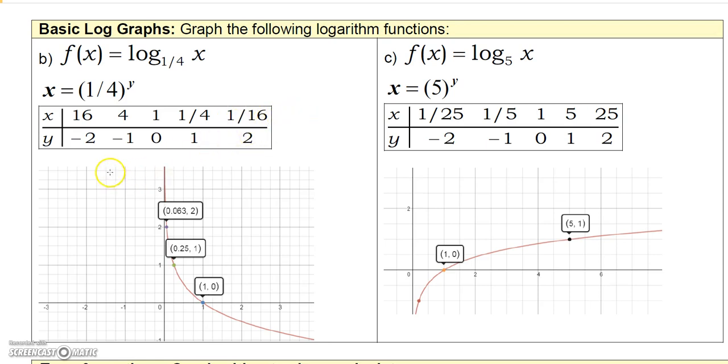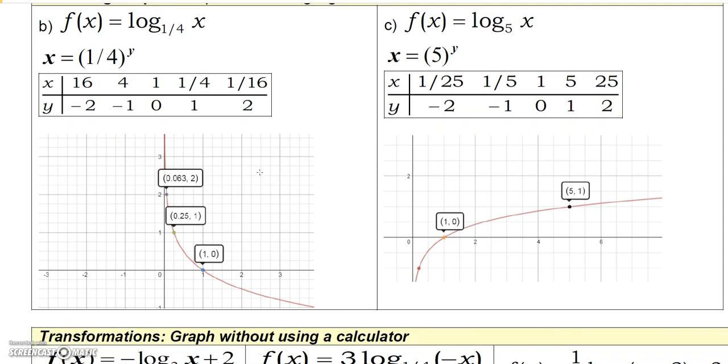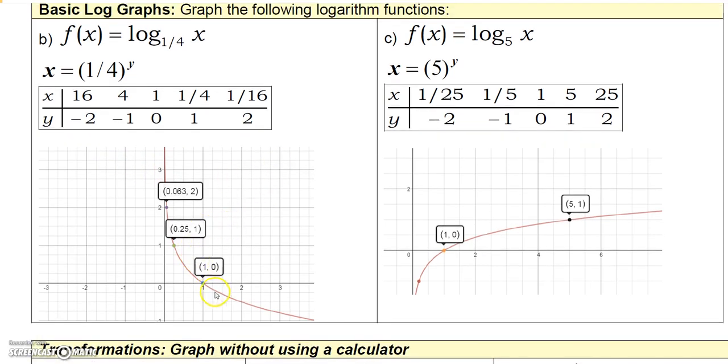And so if you plot those points, I can't fit them all on here, but let's see, I have 1, 0 there. All right, so if I go out here to where x is 4, y would be negative 1. So that would be about right there. So when x is 4, y would be negative 1. There'd be a point right there, which would be the point 4, negative 1. I probably should have put that on the graph.